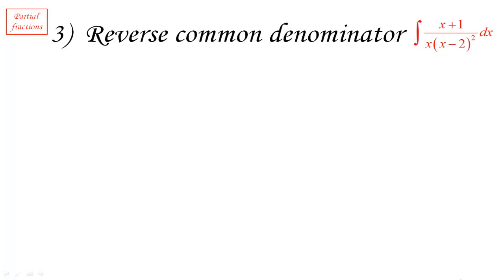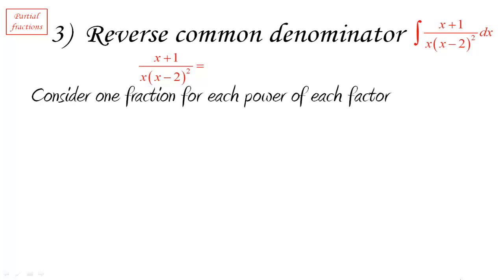Notice that in this situation I'm giving you a fraction where the denominator is factored into a product of linear terms only. One of them has power 1, the other one has power 2. So let's see how that is done. We want to split that fraction, and the first thing we're going to do is consider one fraction for each power of each factor. So we have two factors, x and x minus 2. The factor x only appears once, so we only need one fraction. The factor x minus 2 has a power of 2, so it needs two fractions.